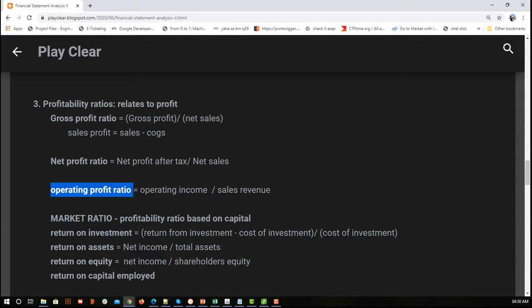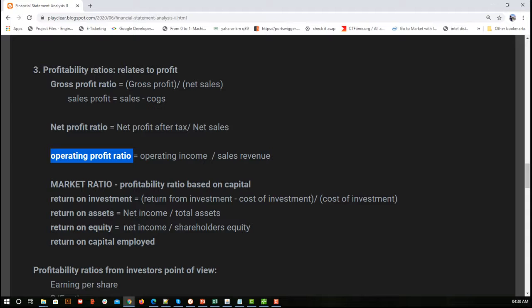So the ratio will never be equal to 1, but it should be as close to 1 as possible. The closer it is to 1, or the higher the ratio value, I can say the more efficiently the company is working. Now next is my market ratio.